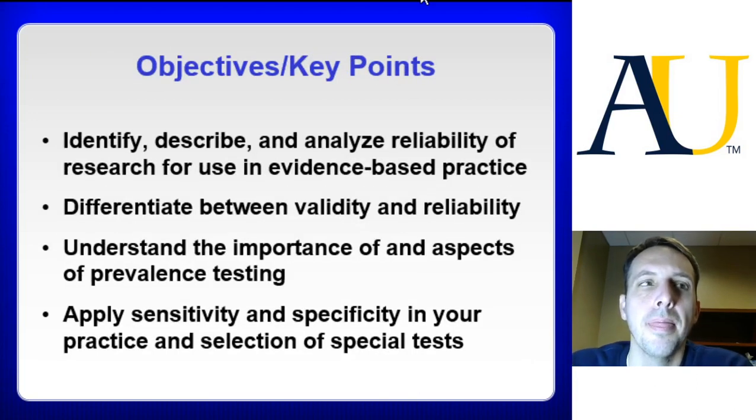So wrapping up, we talked a little bit about the importance of reliability and the need for reliability in order to assess anything of relevance within our clinical decision-making process. We also discussed how validity is more the measure of its ability to actually detect what is occurring and what it says that it's measuring, whereas reliability is the consistency over time. And then we started to introduce the idea of prevalence testing and sensitivity and specificity, but we will get much more in depth into that in the future.